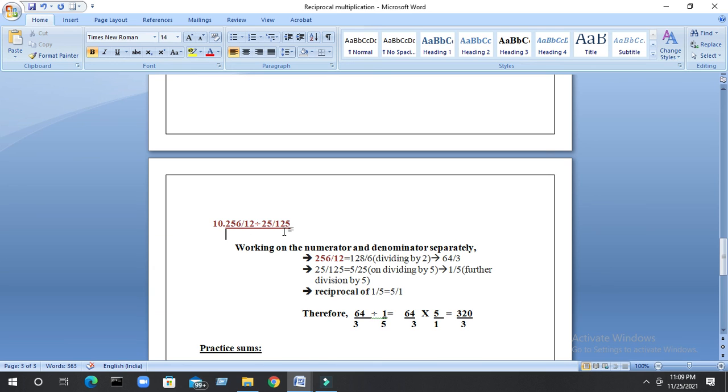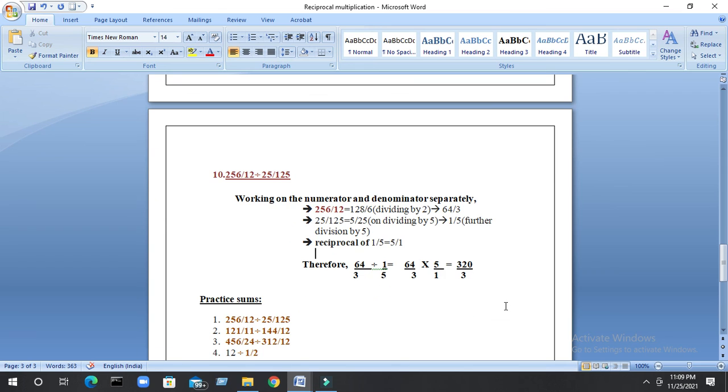256 by 12. Work on this separately. Go for this simple division first. Yes, here you observe, I divided by 2. Next, 25 by 125. As you know, the number ends with 5, so I can easily divide them by 5. So, I got the answer. Then take its reciprocal, which turned out to be 5 by 1.